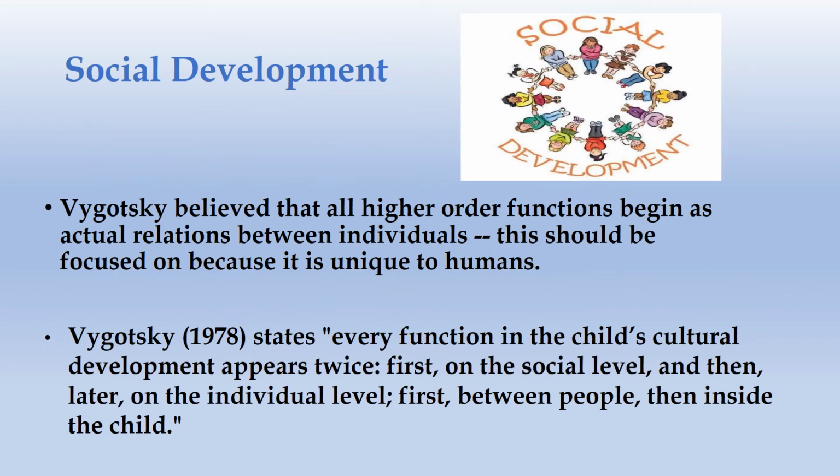The fourth and final learning theory we'll be talking about during this presentation is social development. Social development is probably the most common and the one that resonates with the most students because it's based off a relationship individuals have that is unique to humans. Every function in a child's cultural development appears twice, first on a social level and then later on the individual level, first between people, then inside the child.